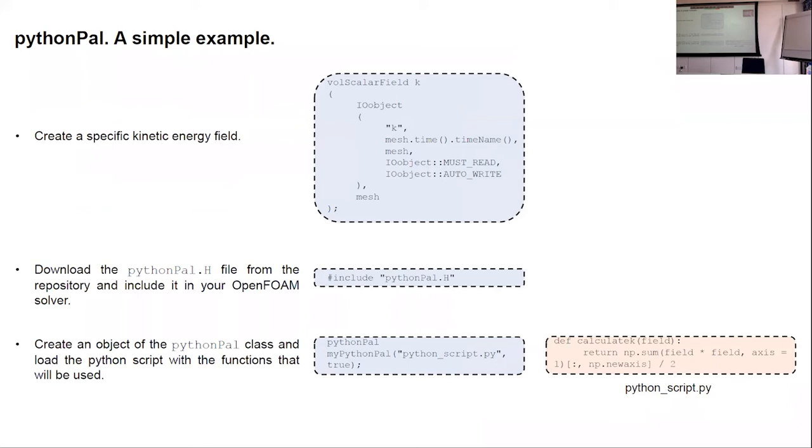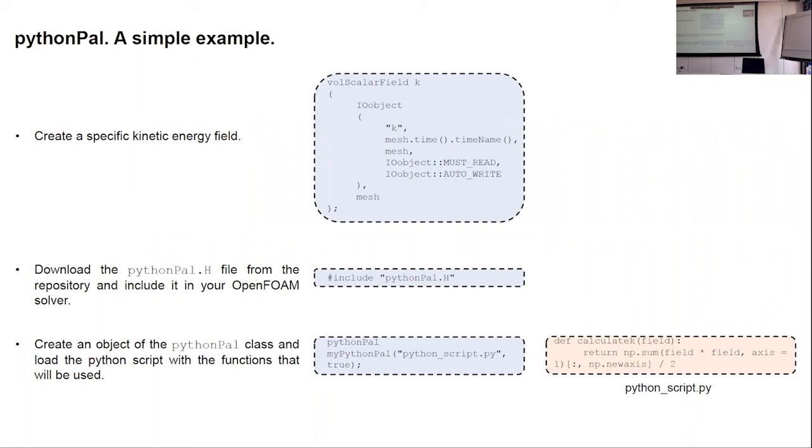The process is extremely simple. First we create a specific kinetic energy field. This is basically copy and paste. It's exactly the same code for creating the p field, a vector field. We only change the p to a k, and that's it. Then we include PythonPal in our code, in icoFoam. Then we create an instance of the PythonPal class. We call it mypal, and we pass the name of a Python script.